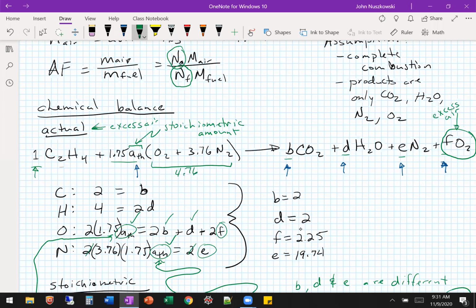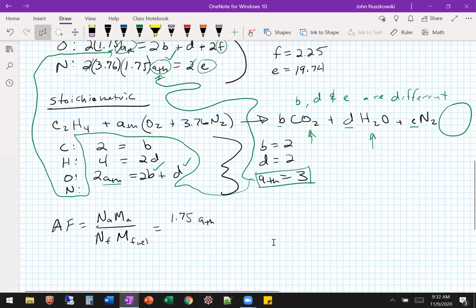Because this is just our multiplier, and then everything in brackets is air. So this is air. We're having this times that amount of air, and there's 1 plus 3.76. So there's 4.76 moles of air inside these parentheses. And all that would get us our kilomoles of air. And then we had 29 kilograms of air per kilomole of air.